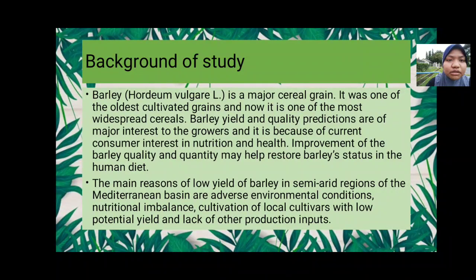The main problem in the semi-arid region of the Mediterranean is the low yield of barley, and the main reasons are adverse environmental conditions, nutritional imbalance, cultivation of local cultivars with low potential, and lack of other production inputs.